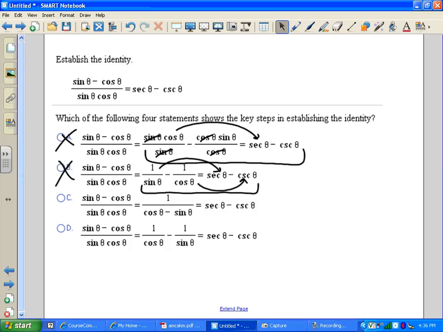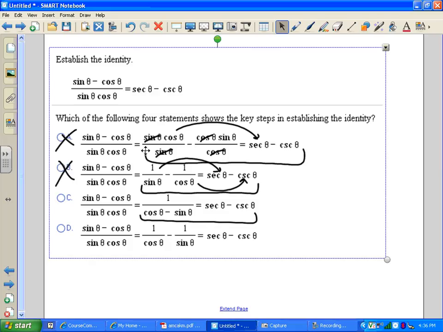Now this next one here, maybe not too sure about this one, you may not be, but they've got 1 over cosine theta minus sine theta is secant theta minus cosecant theta. And what they're saying is 1 over cosine is secant, and then 1 over sine is cosecant. But this is just one fraction, so you can't do that. I don't believe that's going to be correct there. So that's not the same as what the last choice is going to have.